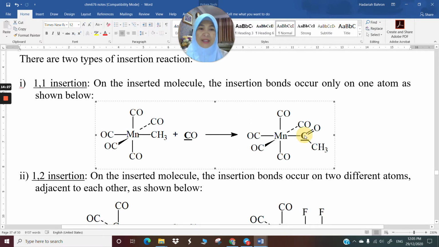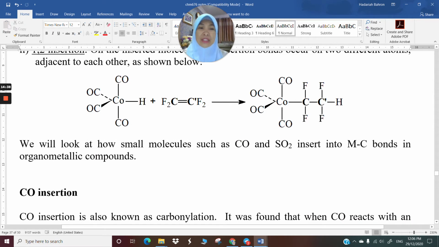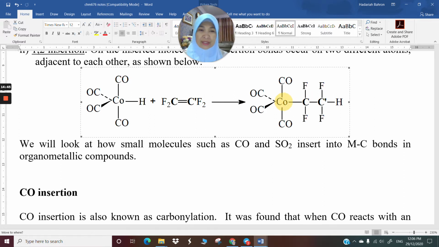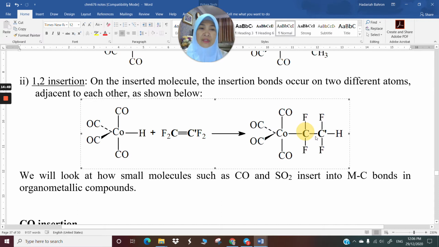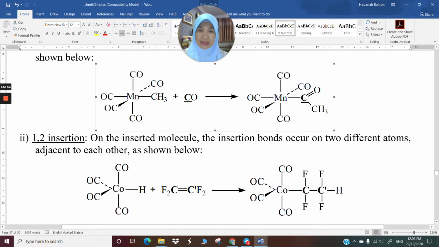In this case, the CO is inserted and it's only one atom that is attached to both the metal and the alkyl. Whereas in here, the molecule is inserted, but two atoms are bonded: one to cobalt and another one to hydrogen. So this is a 1,2 insertion. This is a 1,1 insertion.